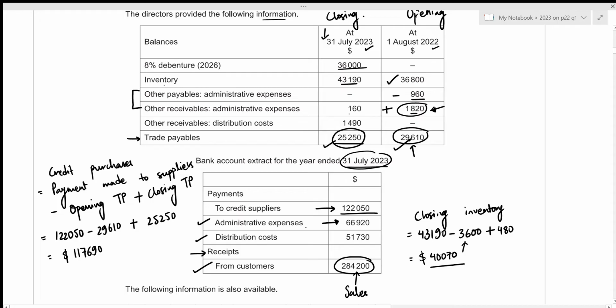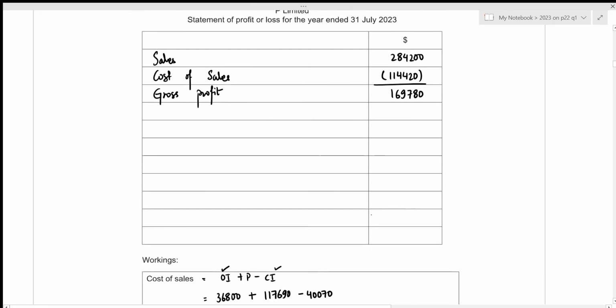Now we have our closing receivables for administrative expenses of 160. This again refers to the prepayment made for the year ended 31st July 2024, which is the future year, but we paid 160 in the current year. Regardless, this is not an expense for the current year, which is why we should not be including this amount. So we'll be subtracting 160 from the initial amount of 66,920. Let's show this working below.